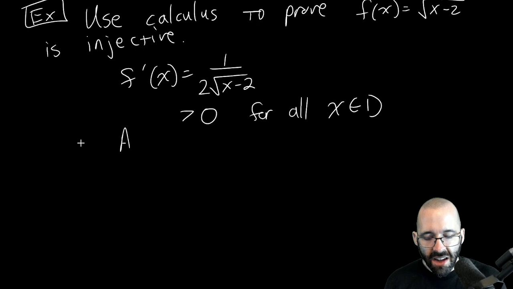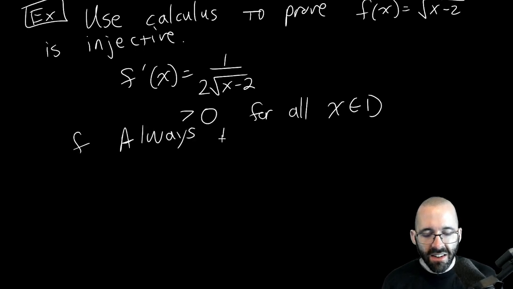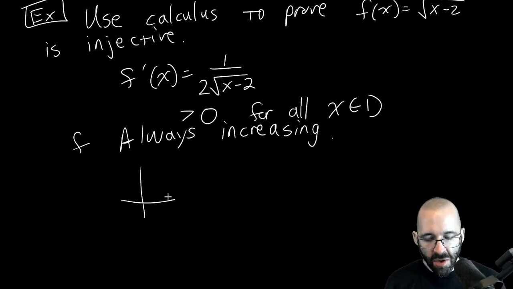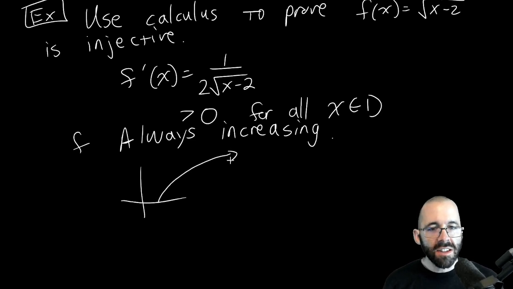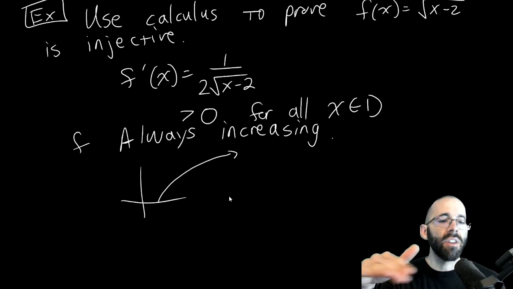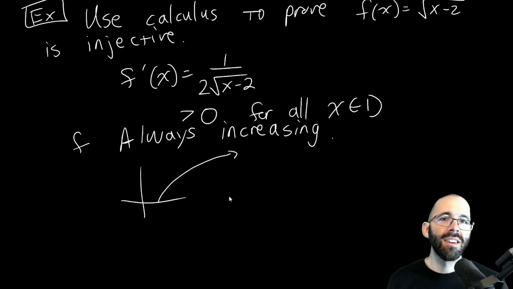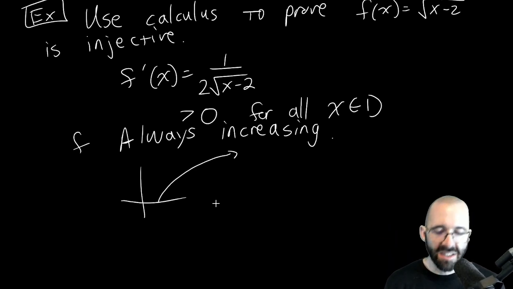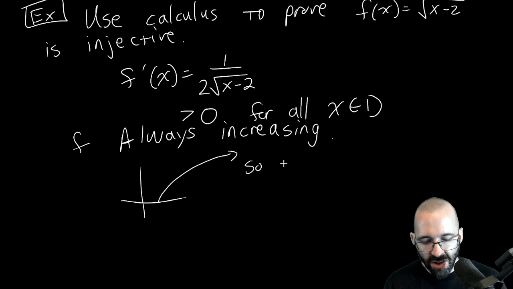So that means f is always increasing. It's never constant. So if you have a function that's always going up, and again, this is a square root function, move to the right 2 units, if you have a function that's always going up, it must be injective. If you have a function that's only increasing, it will never have duplicate outputs because it's always getting bigger. It's never going down and it's never staying flat. So it can never have duplicate outputs.